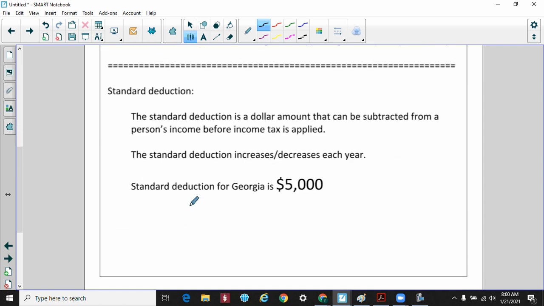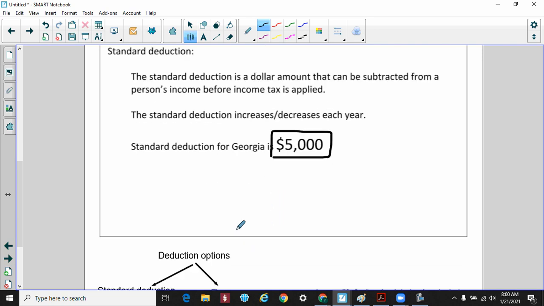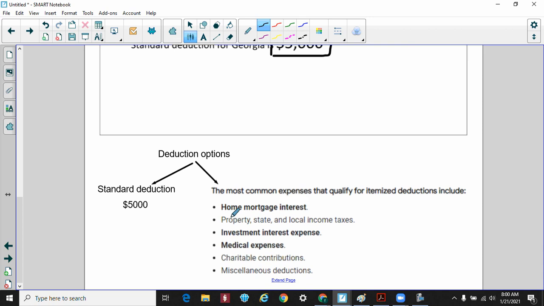Now, the standard deduction is the dollar amount that can be subtracted from a person's income. The standard deduction for Georgia, we will say in this example, is going to be 5,000. I think it might have decreased to about 4,800, but we're going to use 5,000 as a nice round number. Now, a quick side note about deductions. The standard deduction in the state of Georgia is $5,000. What that number means is it's an estimation based off of how many possible deductions a person would have.